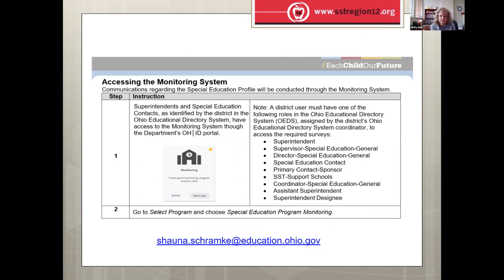In terms of the monitoring application, this is just a screenshot that appears in your manual. And this will be the application that I find, if you run into trouble, is usually the spot, navigating it for the first time in terms of uploading information.